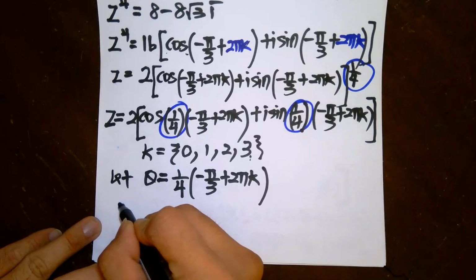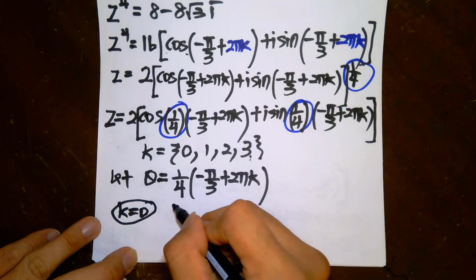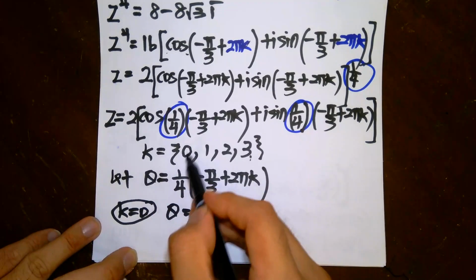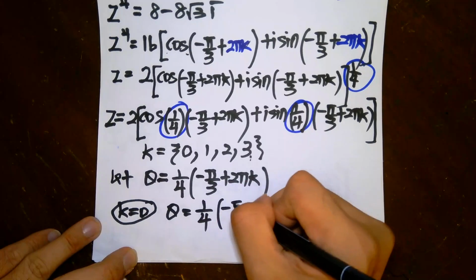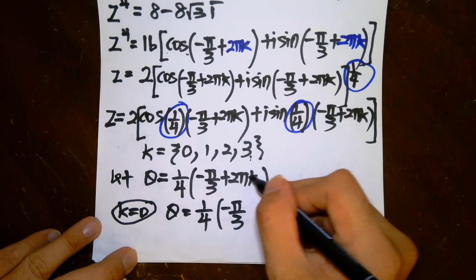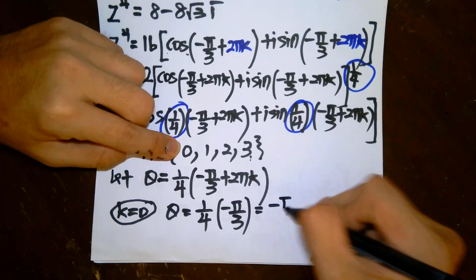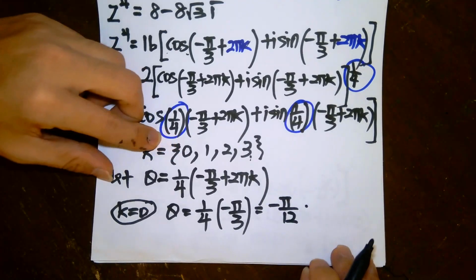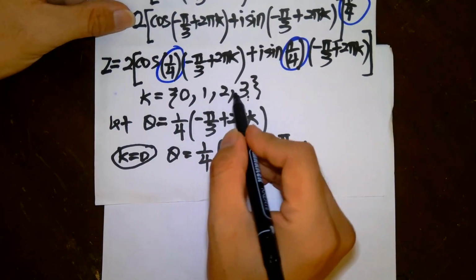So for z1, when k equals 0, what is your theta? When k is 0, you substitute 0 into here. So the first theta will be 1 over 4 times negative pi over 3 plus 0, so you get negative pi over 12. So this will be the first theta. Now, finding the second theta. You have 4 different thetas because you have k as 0, 1, 2, and 3.